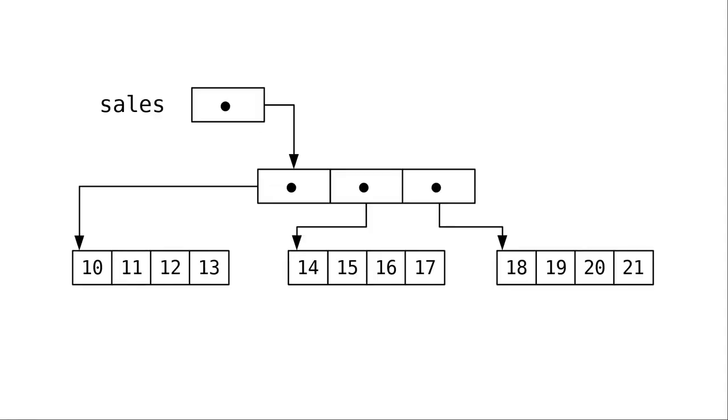Here's what's happening behind the scenes. Sales is a reference to an array of length 3, as there are 3 rows, and each item in that array is a reference to another array that has the elements for that row. That means that if we ask for the length of the sales array, we'll get 3.